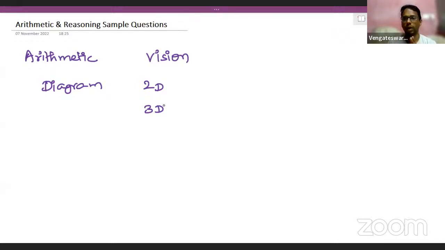Whatever topics, formulas, and everything, anyway, we'll be discussing that also. But these two things are very clear: the view you make, the observation. So you should have a clear concentration on the thing, whatever you see.